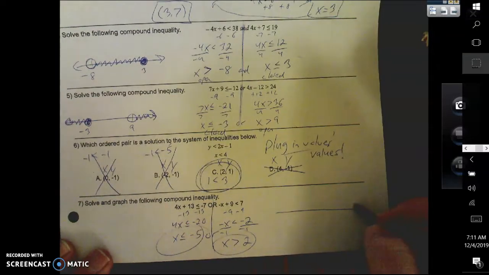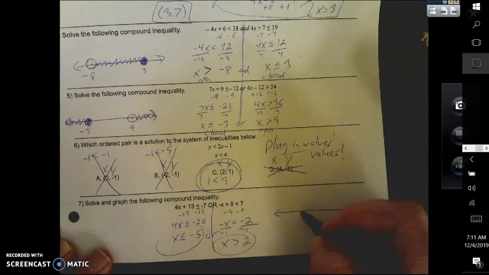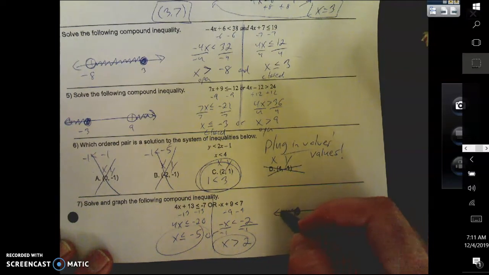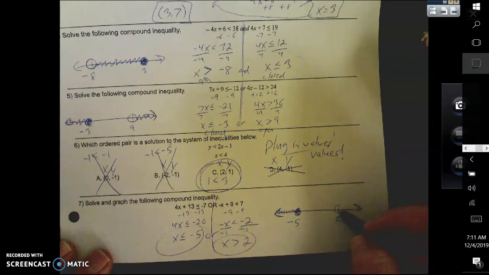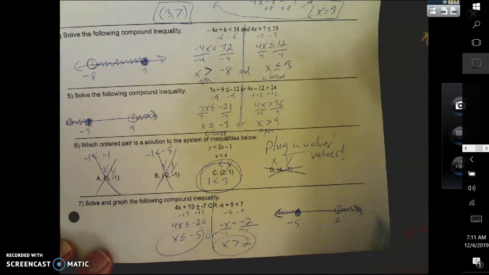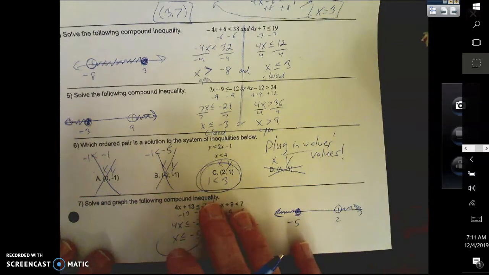Okay, so how does that graph look? You're less than or equal to -5, or you're greater than 2. 2 would be open. There we go. Okay, terrific.